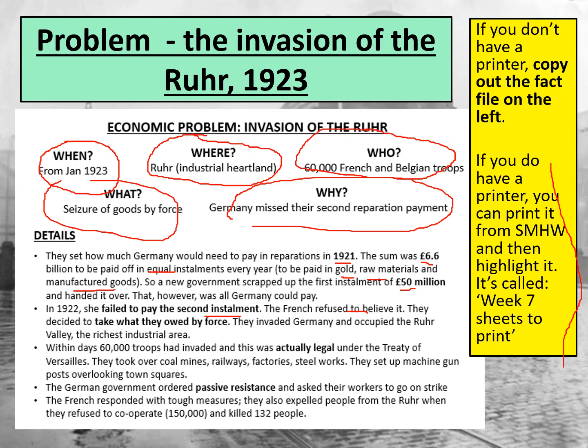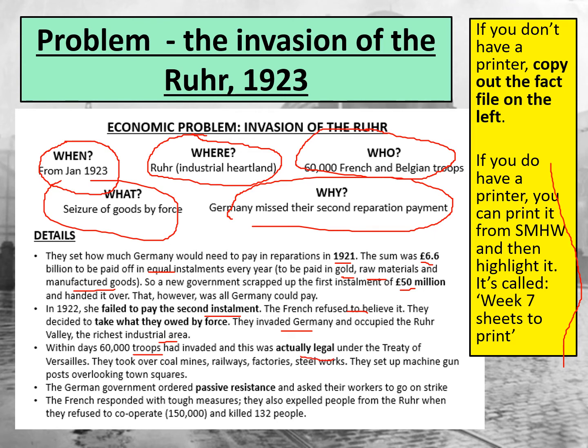That is where the mass graveyards are. So they had said that their country had been ruined, and therefore they didn't believe that Germany couldn't pay to try and help rebuild it. So they decided to get revenge and to go and invade Germany and occupy the Ruhr area, which is the richest industrial area. Within days, 60,000 troops had invaded, and this is actually completely legal under the Treaty of Versailles.